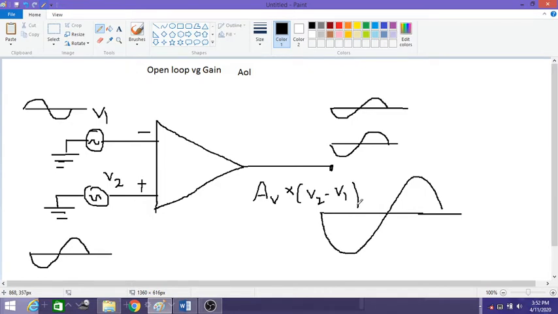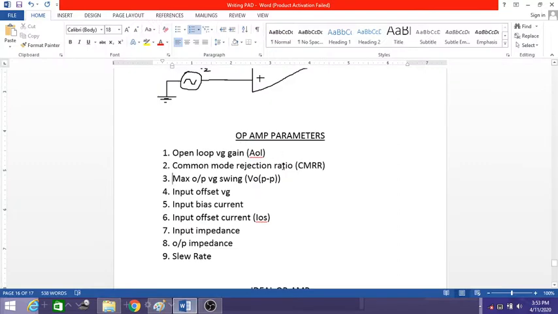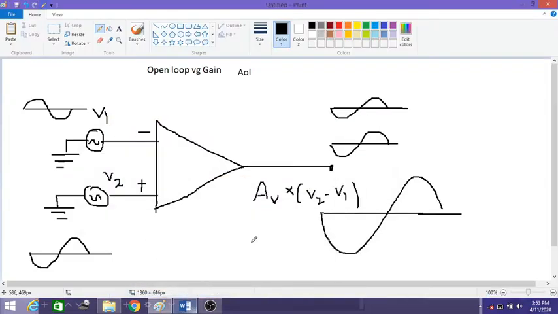The AOL of an op-amp is the internal voltage gain of the device, represented as the ratio of output voltage to input voltage. It is sometimes related with CMRR, so let's talk about what CMRR is. The second op-amp parameter, CMRR, is the common mode rejection ratio. It is the ratio of the open loop voltage gain to the common mode gain.